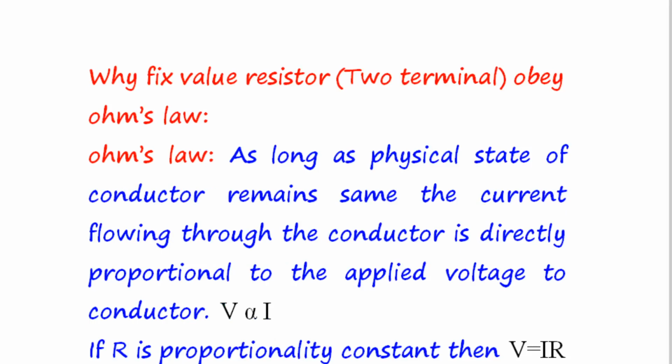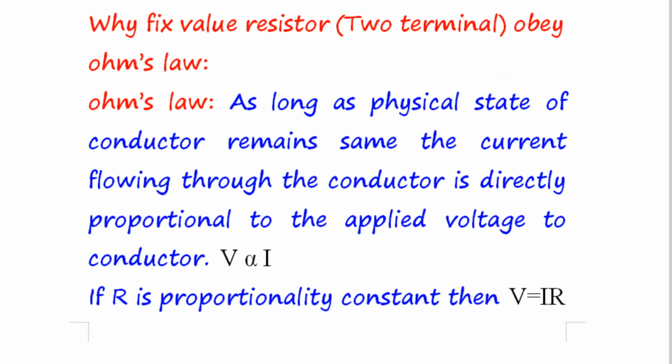Students, today we are going to study the topic of why a PN junction diode does not obey Ohm's law and why a fixed value resistor, which is a two-terminal resistor, obeys Ohm's law. It is a very simple topic, but it needs to be understood because the behavior of the PN junction diode is non-linear, and that is the reason why the PN junction diode does not obey Ohm's law. But we'll study that by applying certain voltages and with the help of some logic.